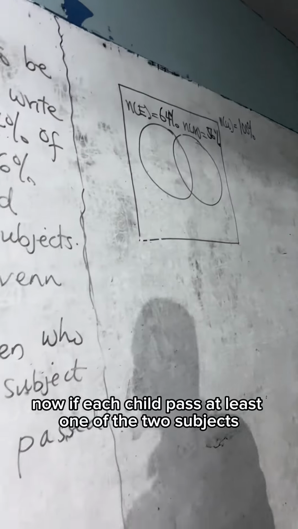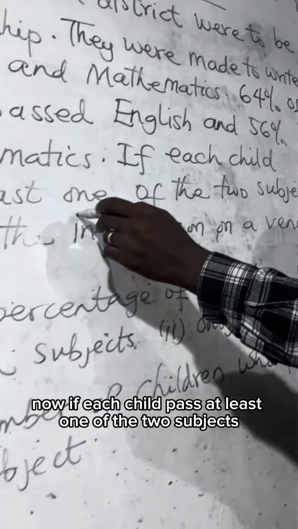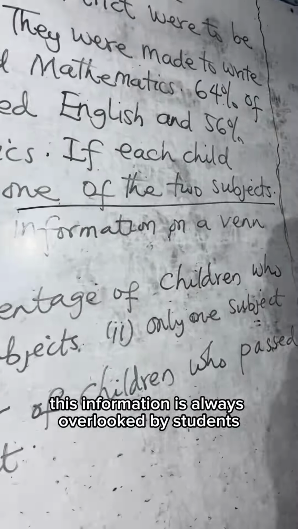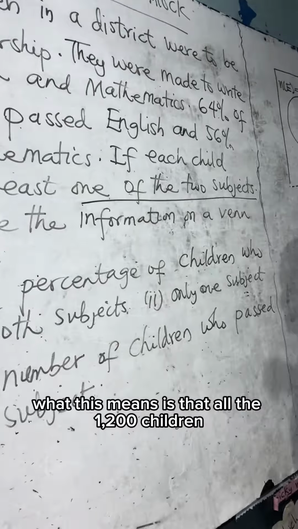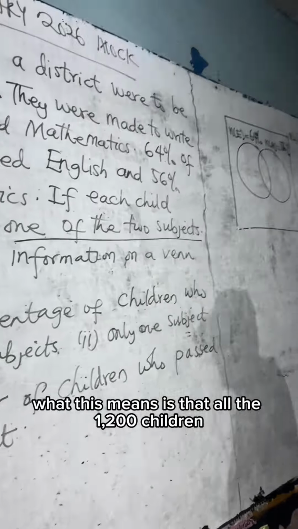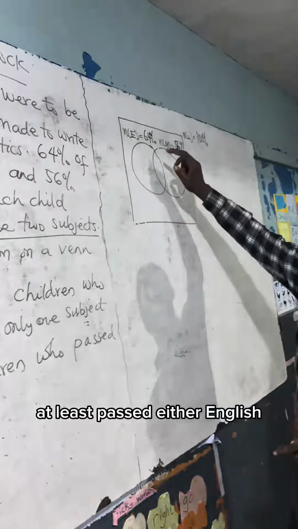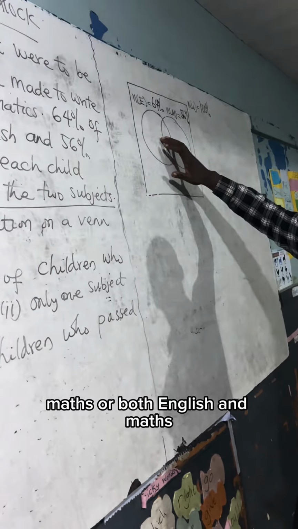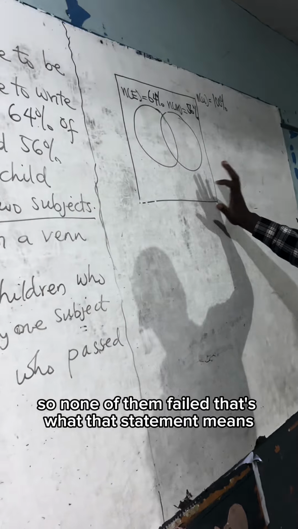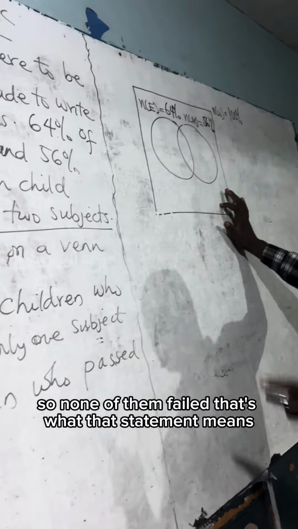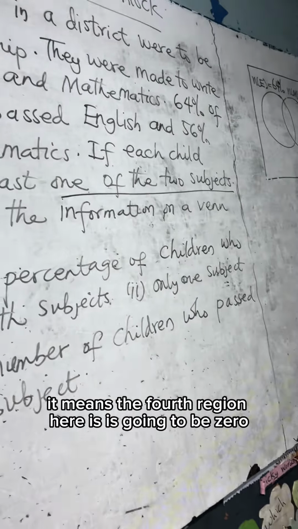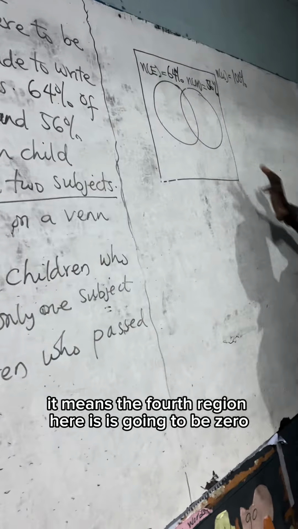Now, if each child passed at least one of the two subjects, this information is always overlooked by students. What this means is that all the 1,200 children passed at least either English, maths, or both English and maths. So none of them failed. That's what that statement means. It means the fourth region here is going to be 0.